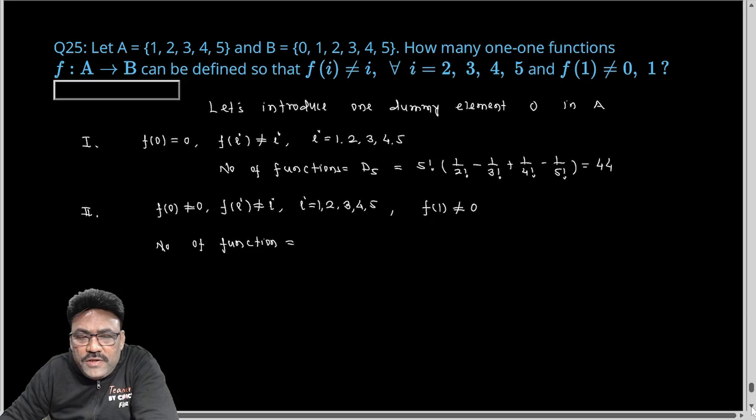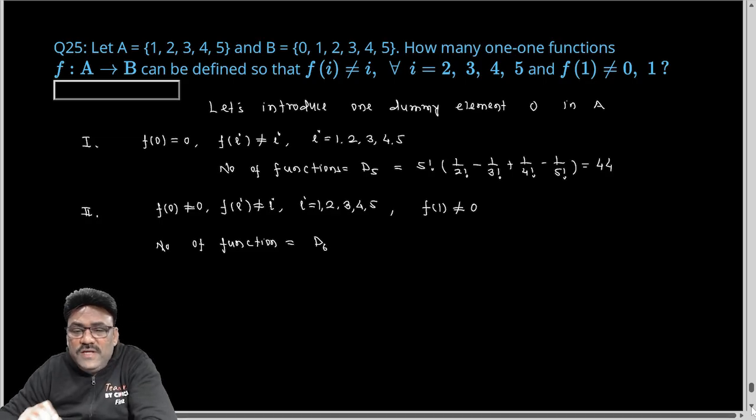So see, first you are writing Fi is not equal to i for all the 6 elements, i is 1, 2, 3, 4, 5. And you can see that F0 is also not 0. So you can say that Fi is not equal to i for all the 6 elements 0, 1, 2, 3, 4, 5. Means F0 not 0, F1 not 1, F2 not 2, F3 not 3, F4 not 4, F5 not 5. The number of functions in this case will be derangement of 6 objects, D6.